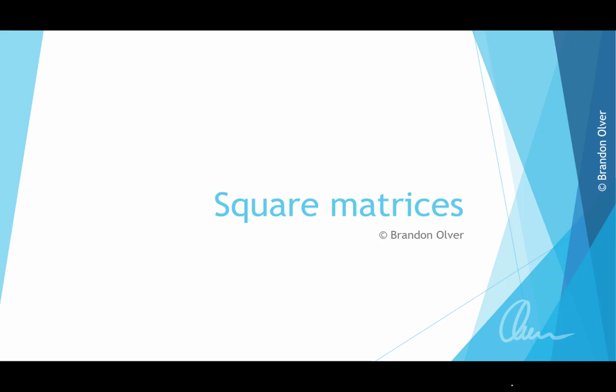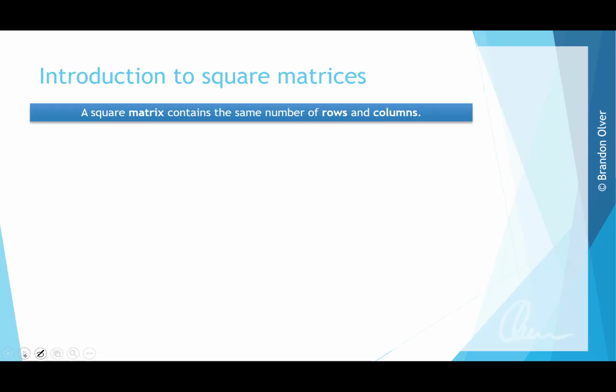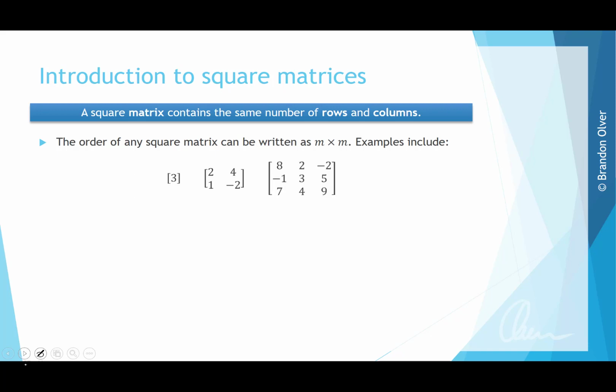In this video we will be looking at square matrices. A square matrix contains the same number of rows and columns. The order of any square matrix can be written as m times m. Examples include the following three matrices. The first matrix is a 1 times 1 square matrix, the second one is a 2 by 2 square matrix, the third one is a 3 by 3 square matrix.